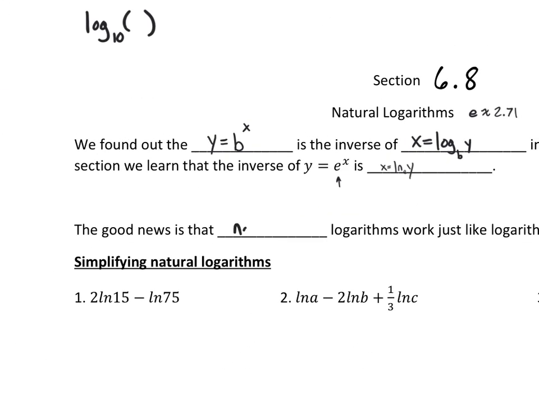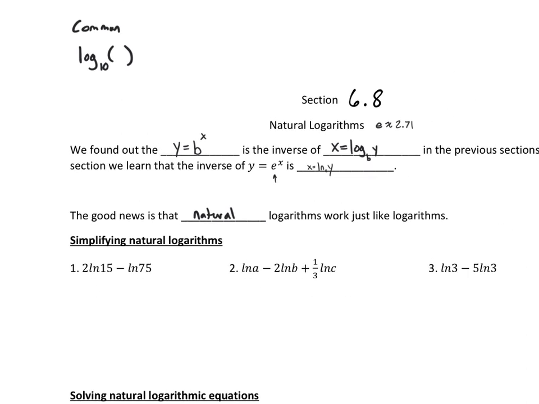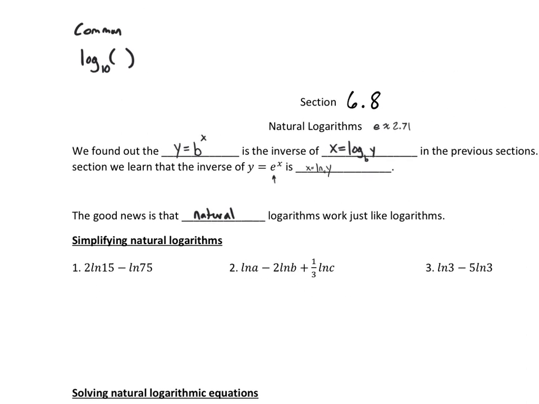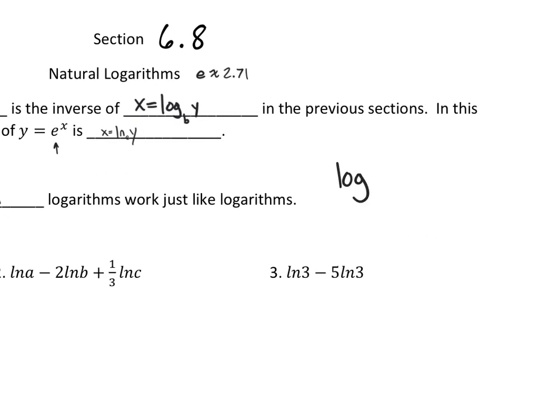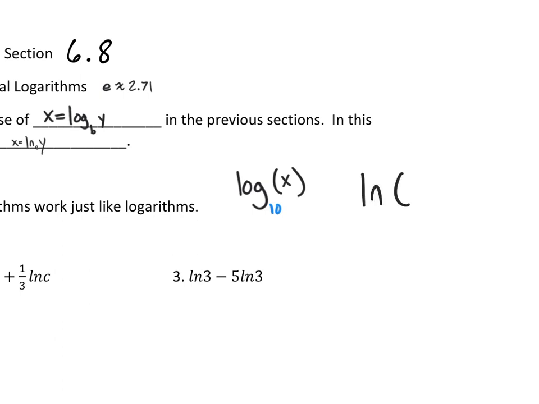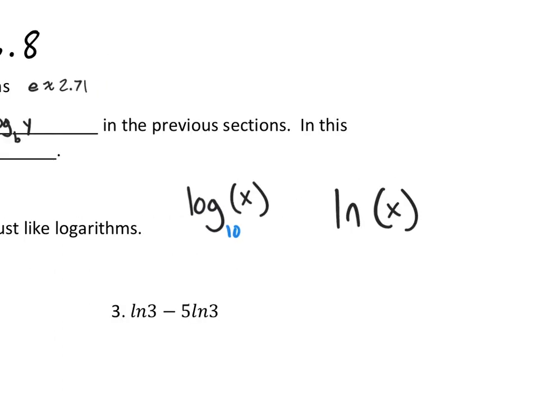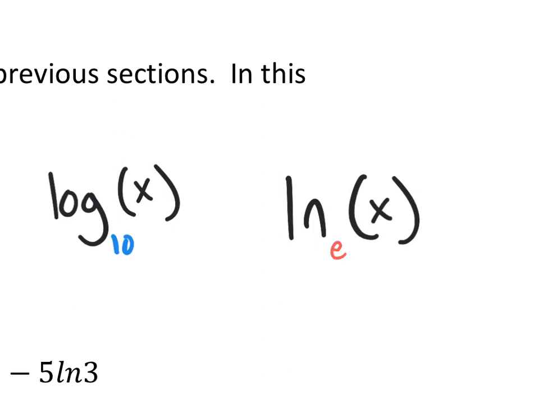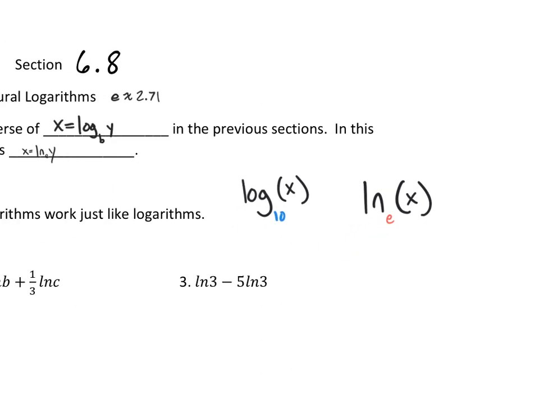The good news is that natural logarithms work just like logarithms. So the same properties apply. But what's important to note is that when we used to look at logarithms and you didn't see a base, we knew that there was an invisible 10. What we're going to see now is something called Ln. Ln has an invisible base as well. Its invisible base is E. And they used Ln so that it can be different than log. Ln stands for log natural.